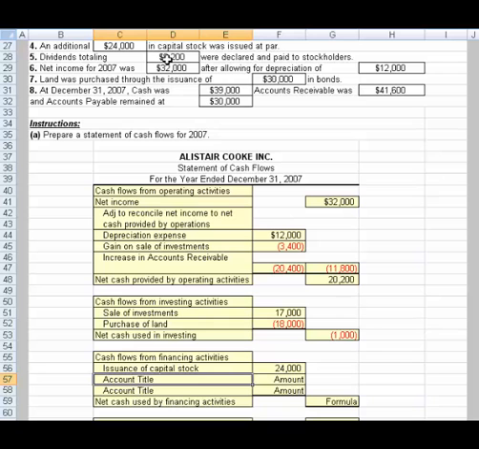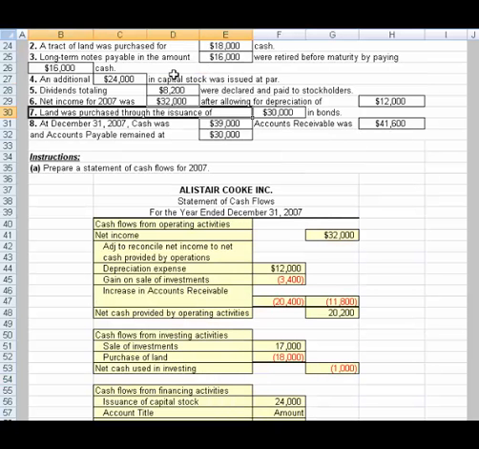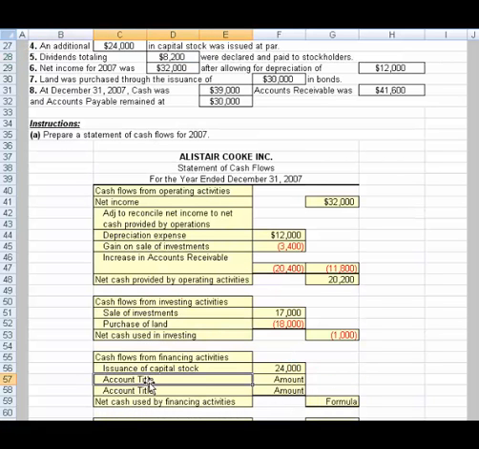Dividends of $8.2 were declared, but I think there may even be a larger one. Wasn't there a retirement of notes? Yeah, long-term notes payable, $16,000. So that's our next largest one. So I'm going to type that in as retirement of notes payable.